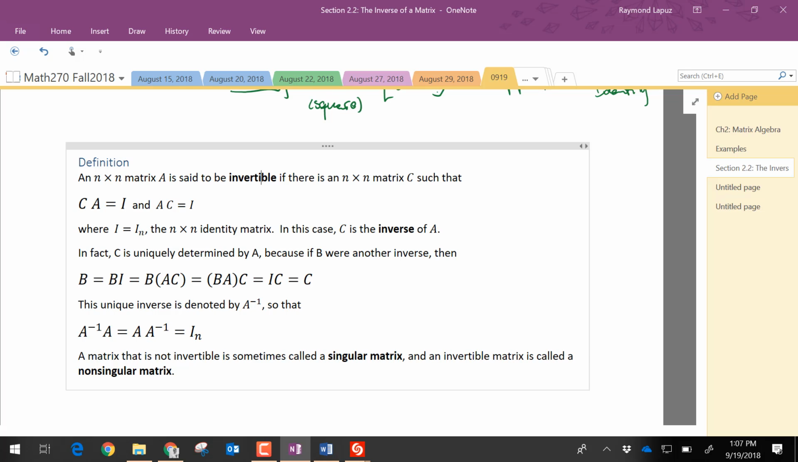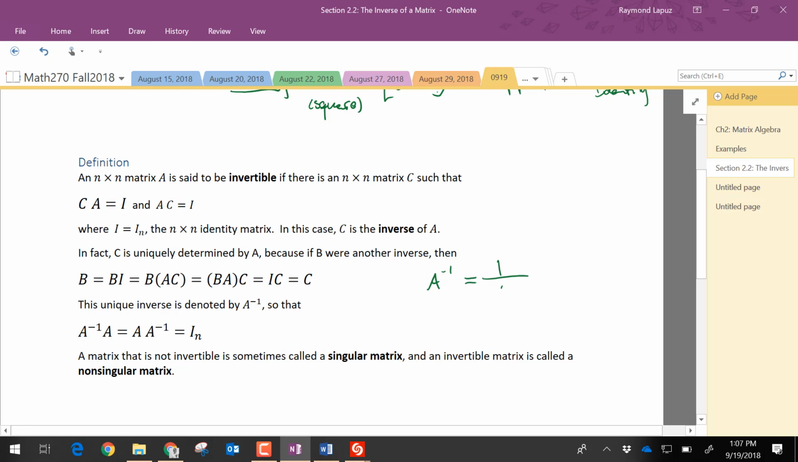So be careful that in matrix algebra, we don't have a division process. And so you can't write something where you have a matrix in the denominator of an expression because that just doesn't make sense.